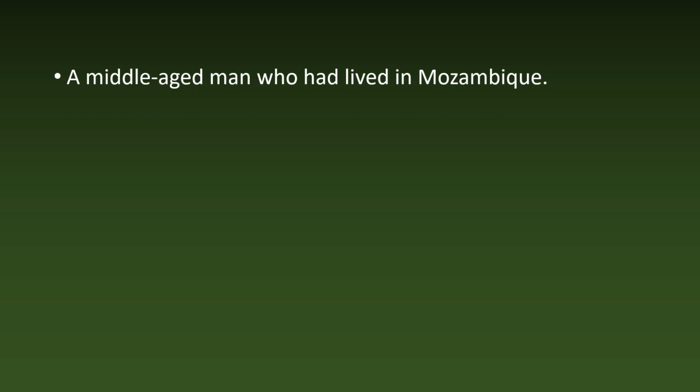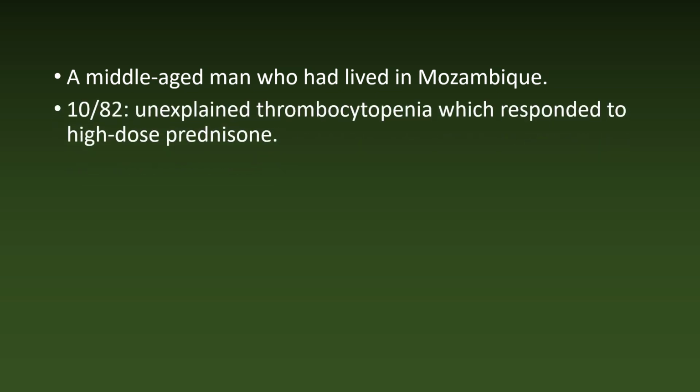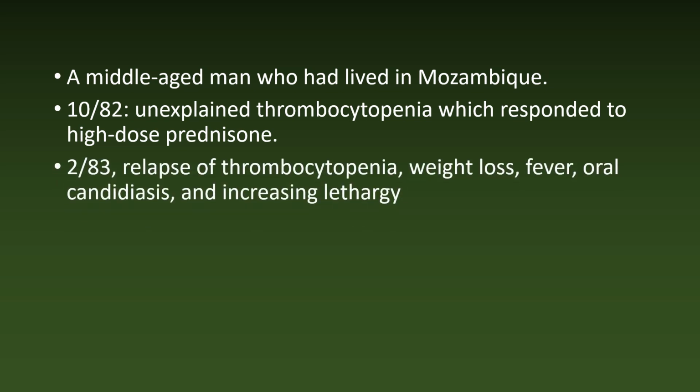This and the following images are from one of the earliest AIDS patients in Geneva. This was a middle-aged man who had lived in Mozambique. He presented in the fall of 1982 with unexplained thrombocytopenia, which responded to high-dose prednisone. However, in early 1983, he lost weight, had fever, and was more and more lethargic.